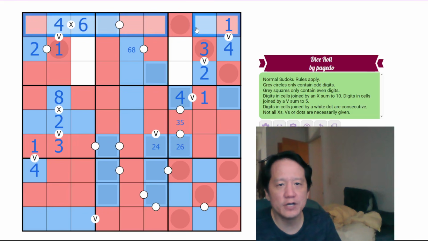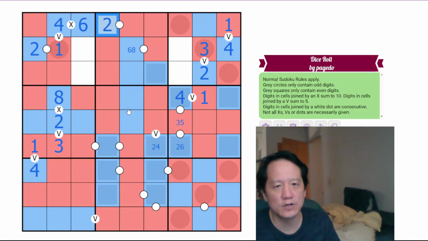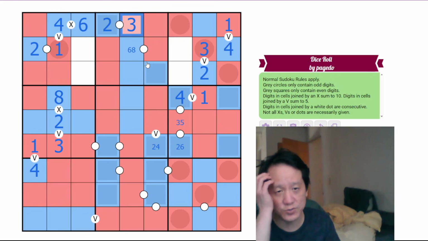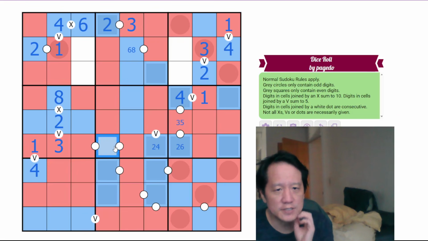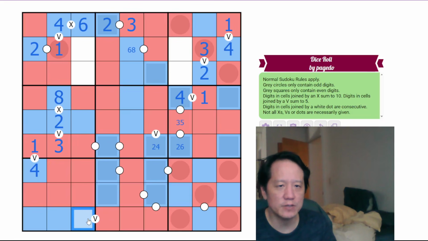Where is 2 in row 1? Cannot be here because of 2 in the box, and this is the last even, so that's 2 there, which is consecutive with 1 or 3, but this can't be 1 because of 1 in the row, so that's 3. This has to be 2 or 4, but cannot be 4 because of 4 in the box. So this is 2, which makes this 3. That means 2 can't be here.